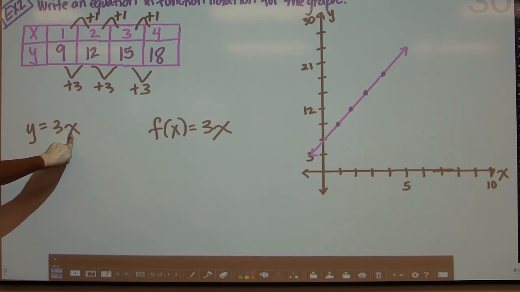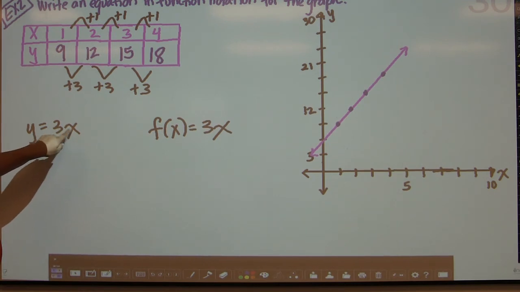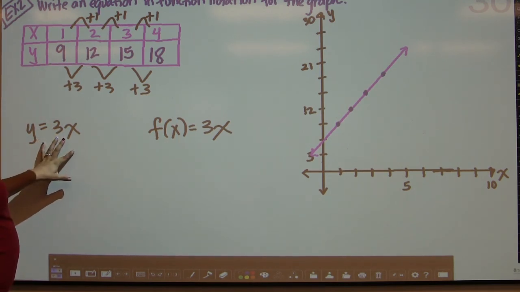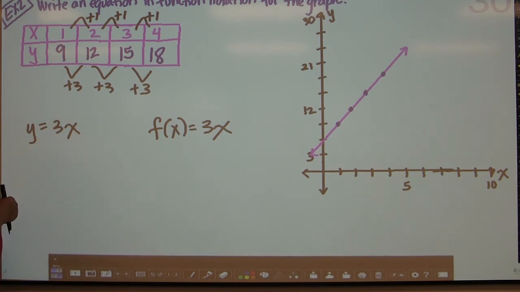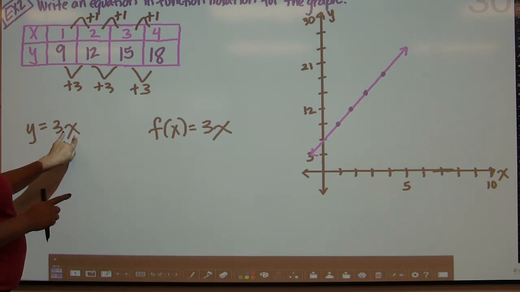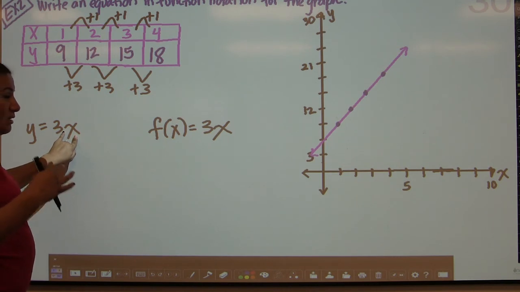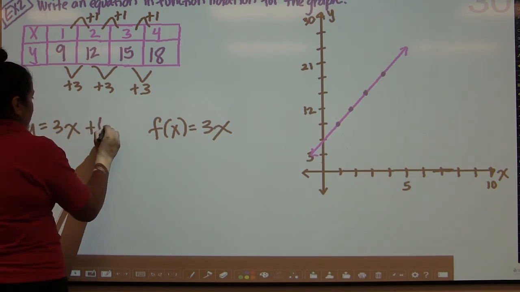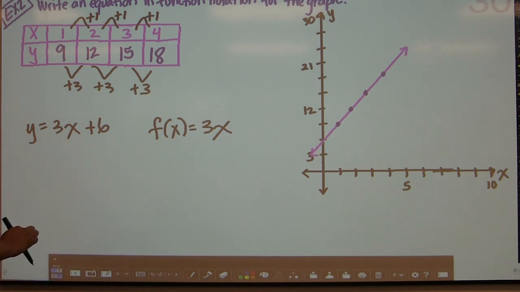If I plug in a 1 in the x's place, then 3 times 1 is 3, but it's supposed to be 9, and it's not. So we need to figure out how do we get a 9 from this equation. So one thing I can do is that if I plug in a 1, I'm going to get 3, but the answer is supposed to be 9, and that's 6 larger than 3. So I'm going to go ahead and add a 6 to it and see if that works.